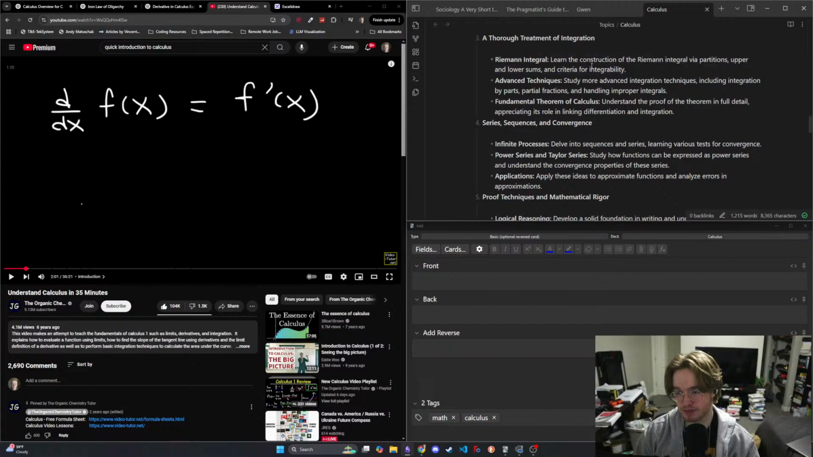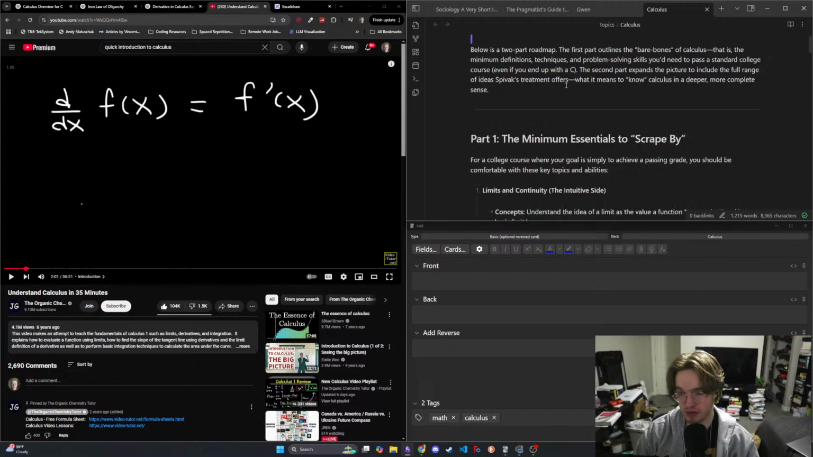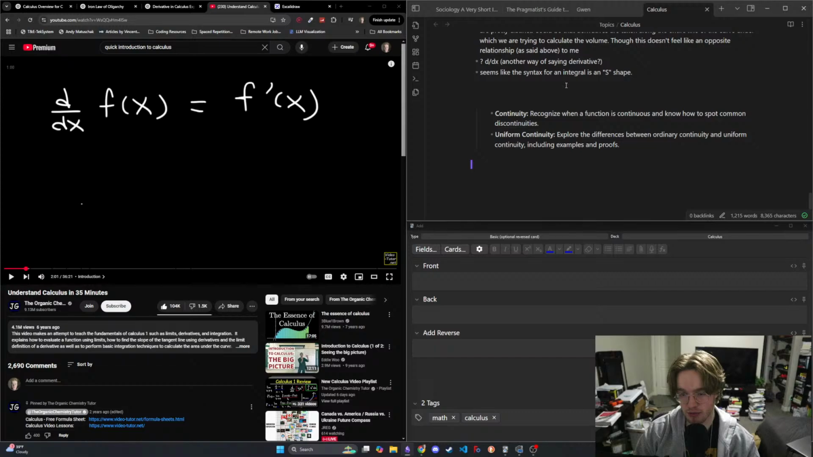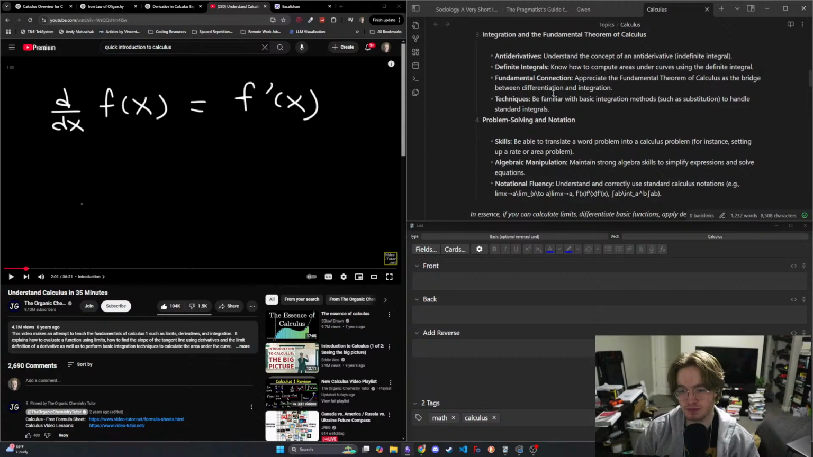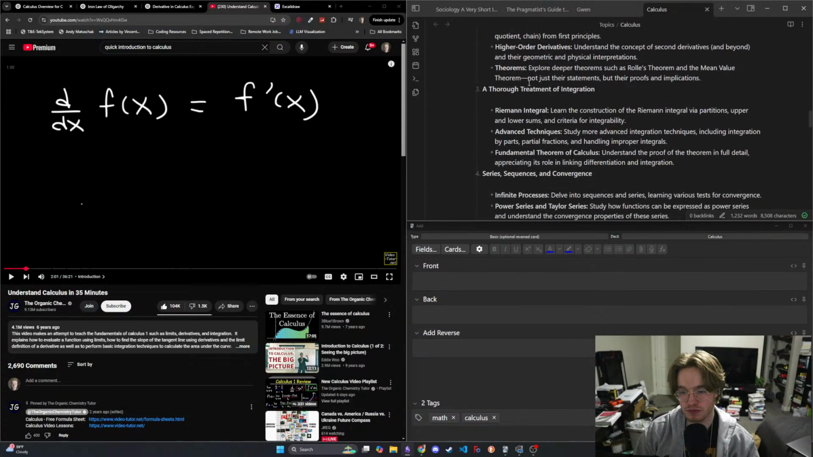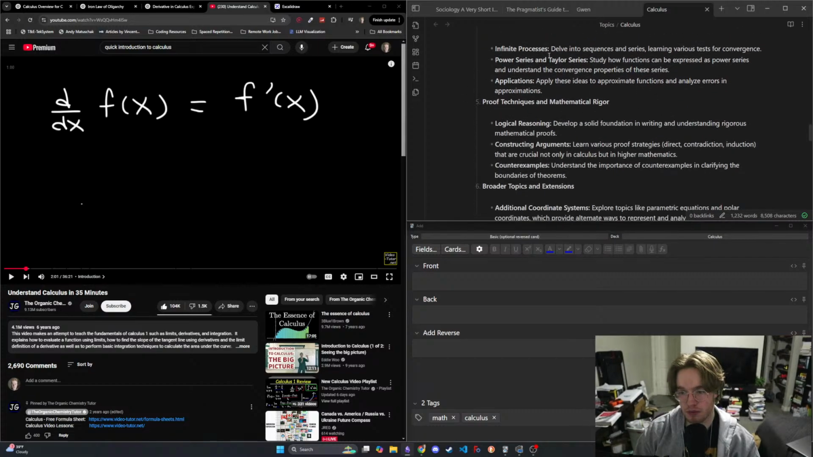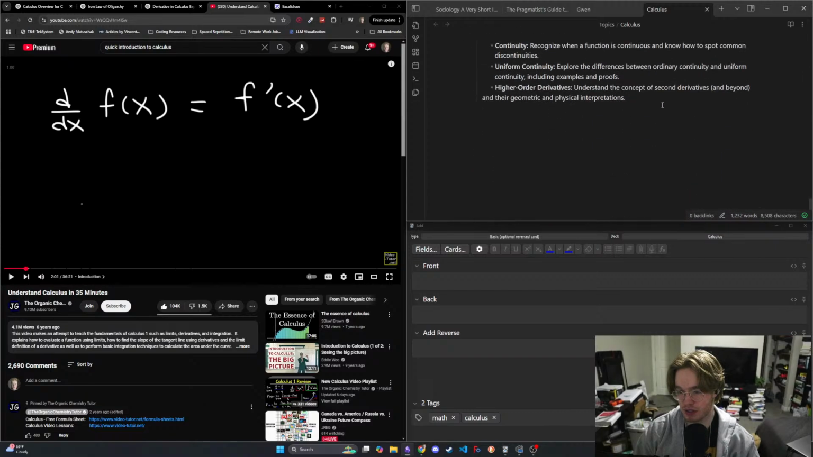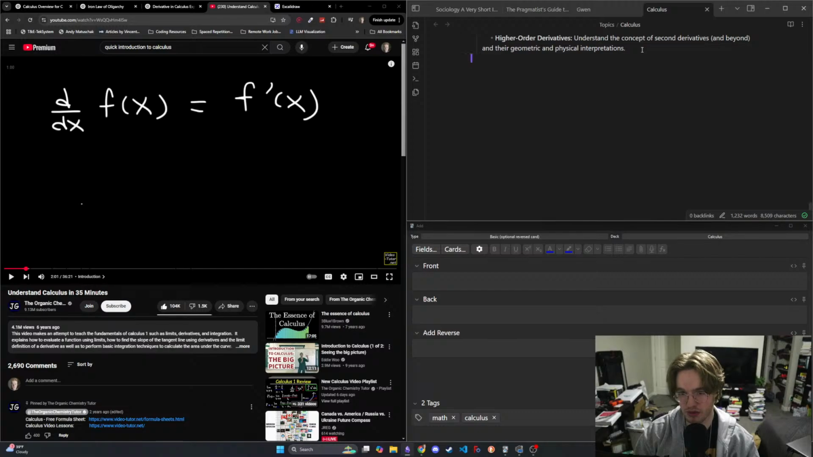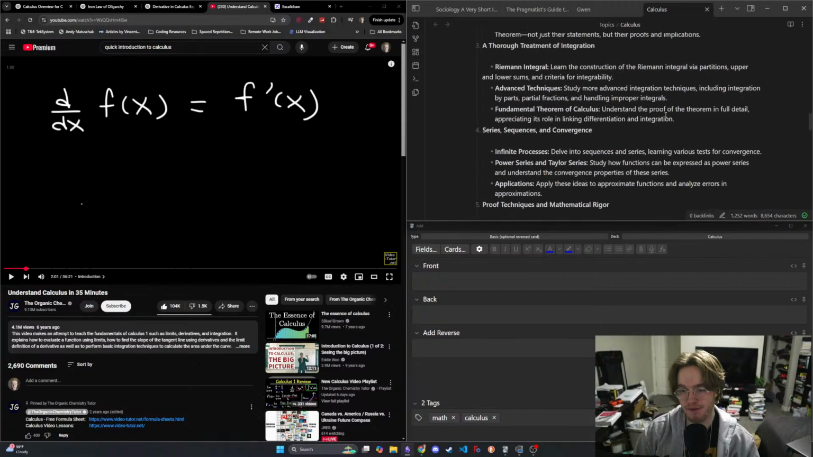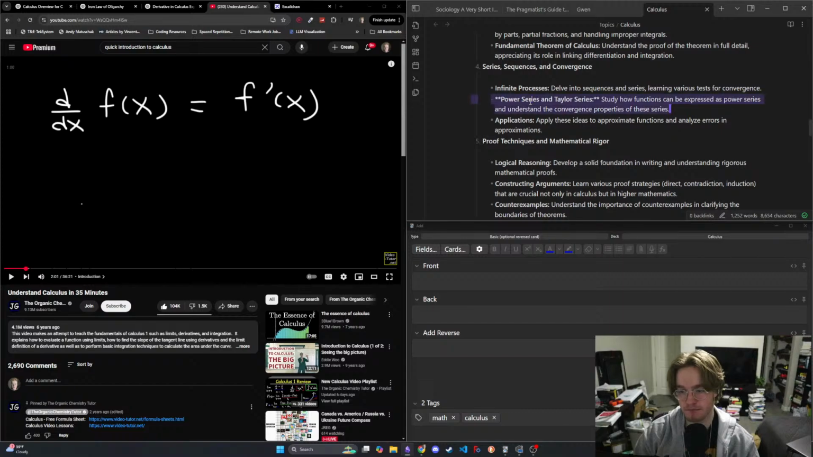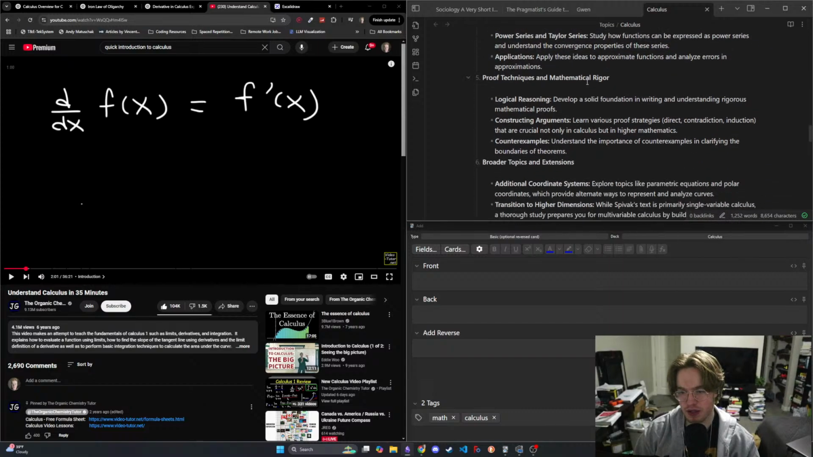I think the Riemann integral maybe would be good to know as well, so we'll also grab that. I think probably power series and Taylor series are also something that'll be important.